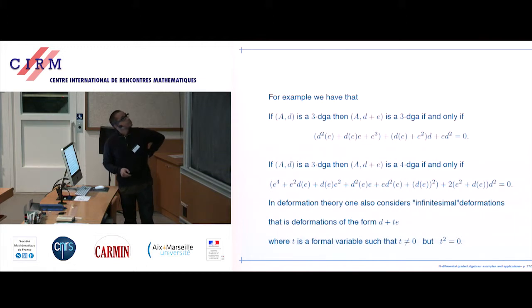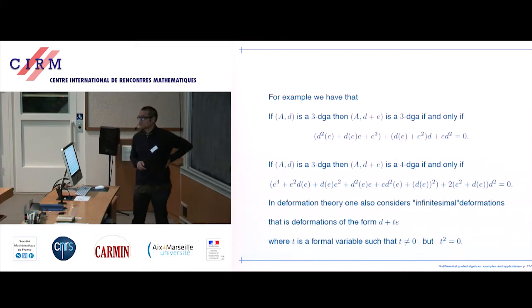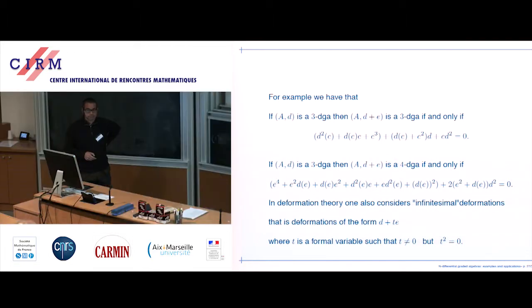So I give you a couple of examples. They are not so easy to write. For example, this is if I have a 3 differential graded algebra, I want to deform it into a 3 differential graded algebra by adding some e derivation. This is the equation that should be satisfied. I call this the 3,3 Maurer-Cartan equation. And if I want to deform a 3 differential graded algebra into a 4 differential graded algebra, then this is the equation that we have to check that holds.